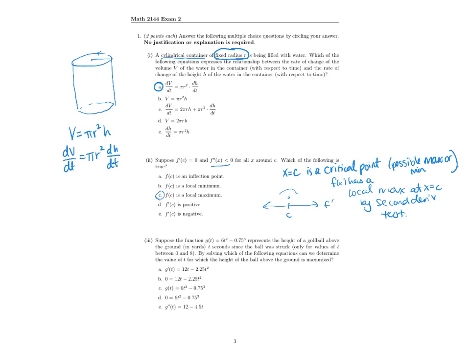Okay, so the next one, suppose that the function g of t, and it gives a function there, represents the height of a golf ball above the ground, t seconds since the ball was struck. By solving which of the following equations can we determine the value of t for which the height of the ball above the ground is maximized?